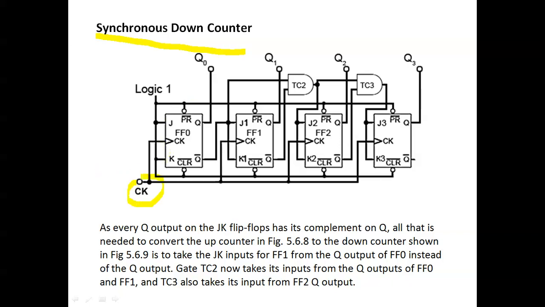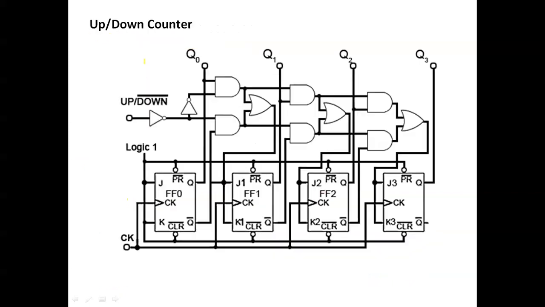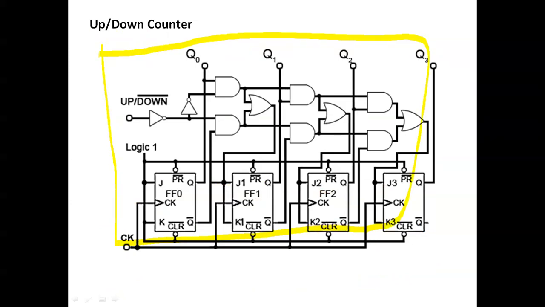Synchronous means the clocks are connected at the same time. All the flip-flops have the clock connected, so all the devices are triggered at the same time. So this is a synchronous down counter. This device is an up-down counter, also a synchronous up-down counter. At the same time we can count the clock pulses upward, that means towards the high value, and downward, towards the low value. So this is the up-down counter.